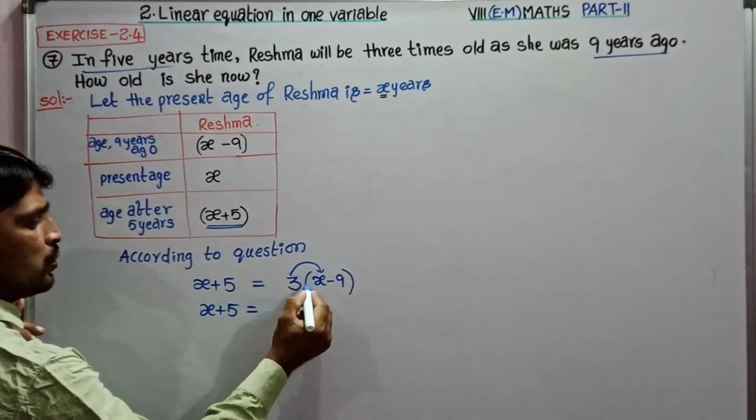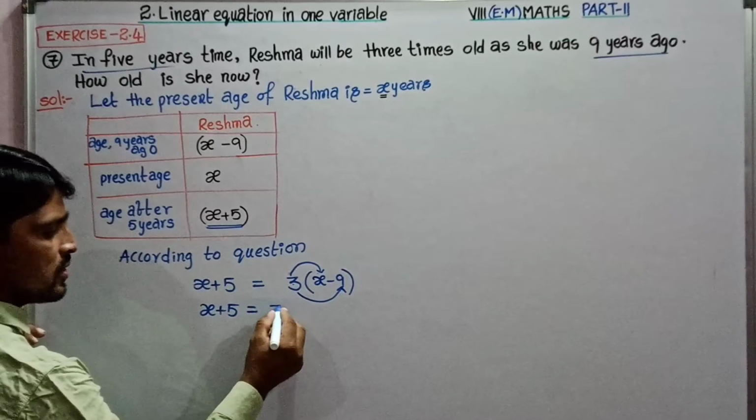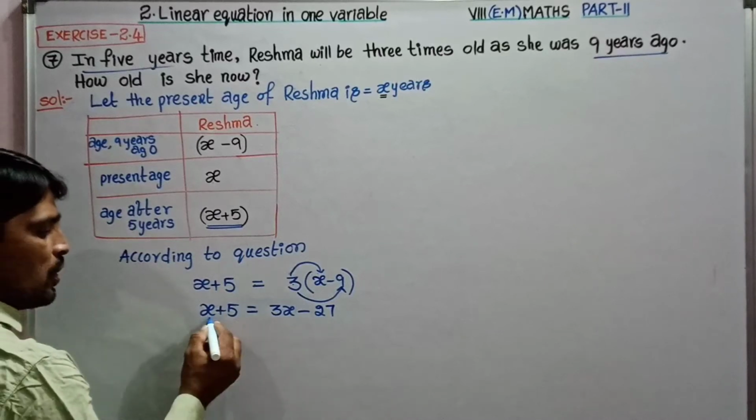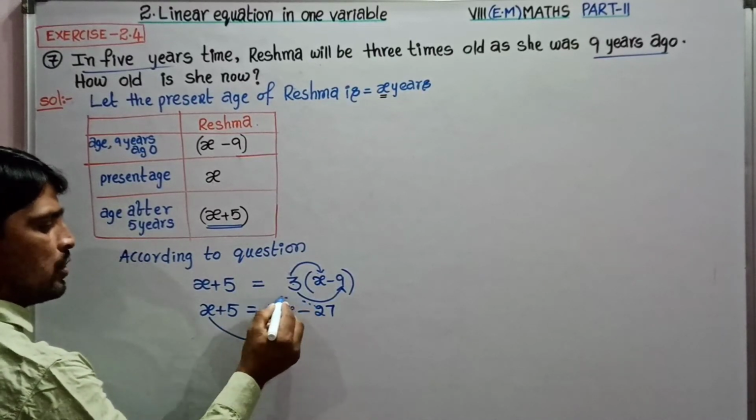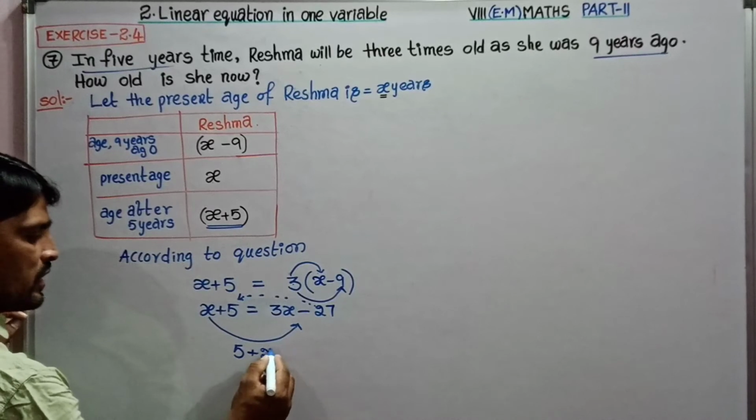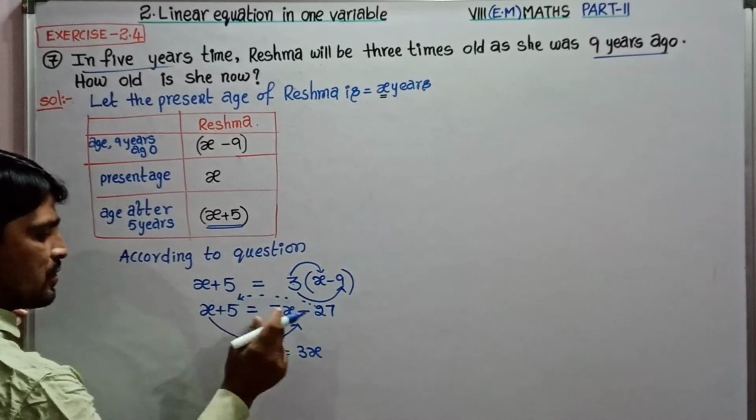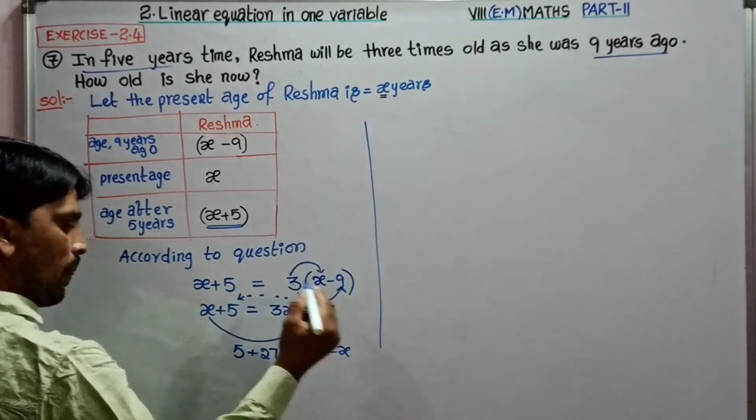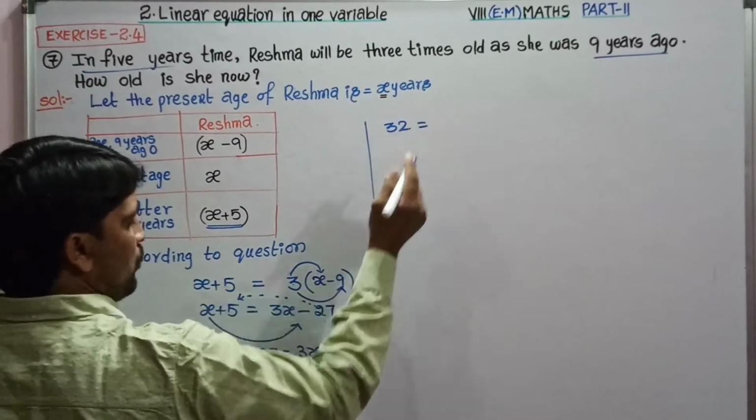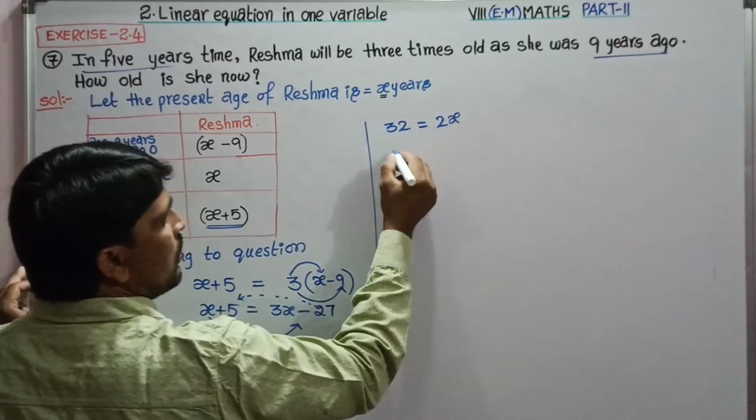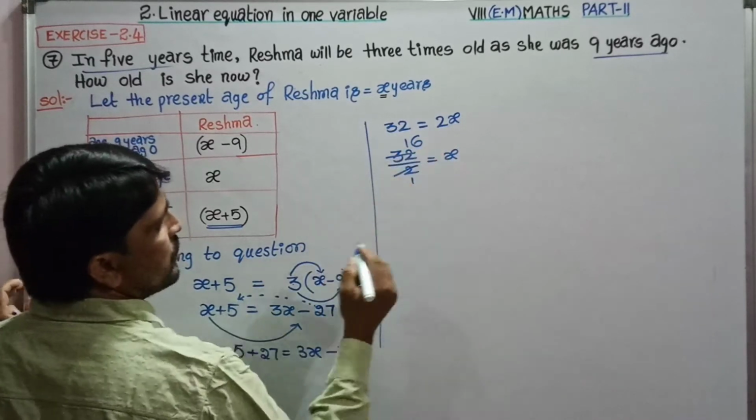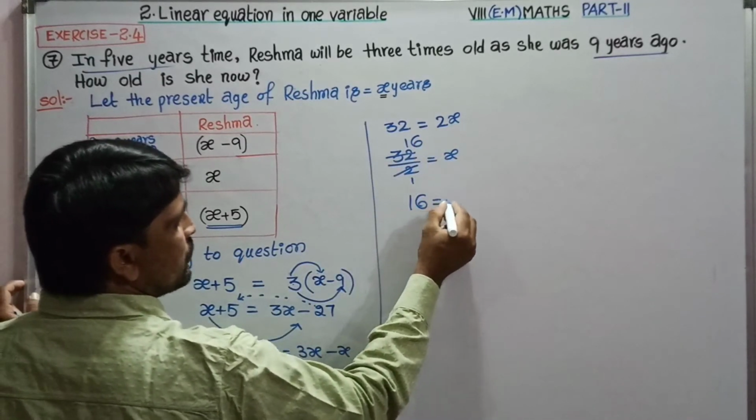Now distribute 3 to x and then 9. 3 into x is 3x, minus 3 nines are 27. Now transpose plus x to the RHS and minus 27 to the LHS. We get 5 plus 27, which is equal to 3x minus x. 27 plus 5, that is 32, is equal to 3x minus x, that is 2x. 32 by 2 equals x. 2 sixteens are 32, so 16 equals x.